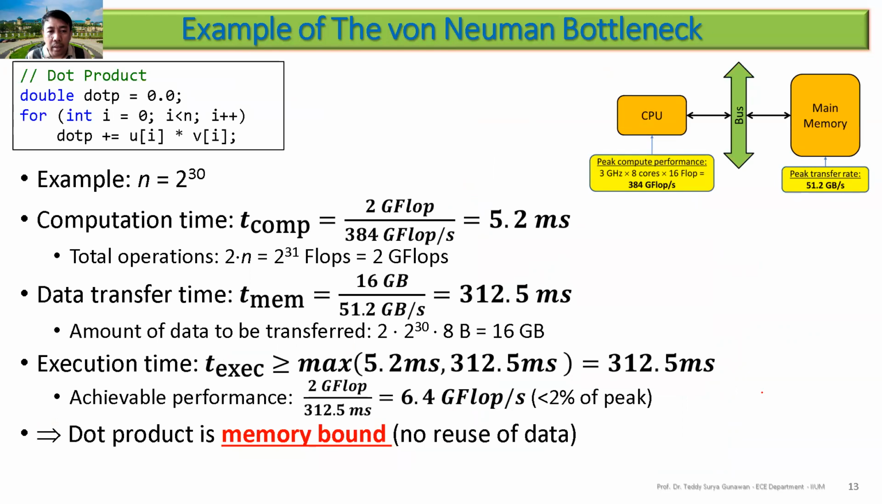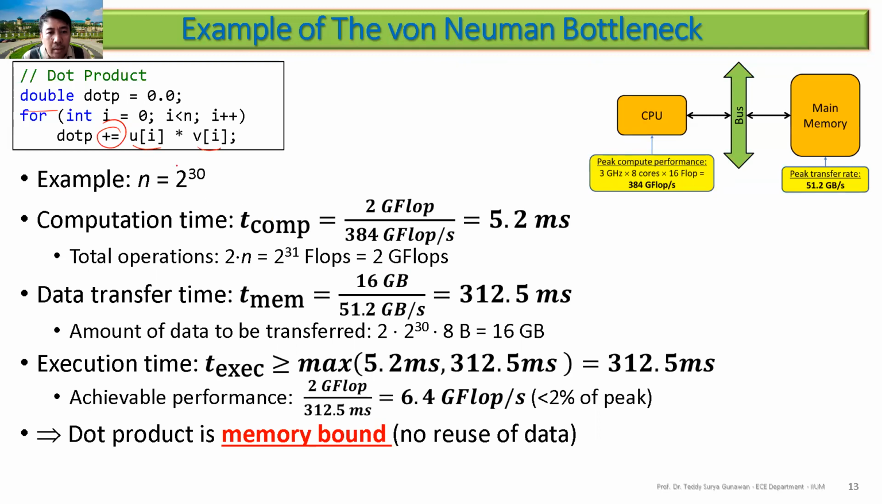So let's see the calculation. For example, here you have the dot product, and doubles mean you can have 64 bits or 32 bits in one go. For integer i, the dot product is you just multiply u_i with v_i and then add it into the sum.